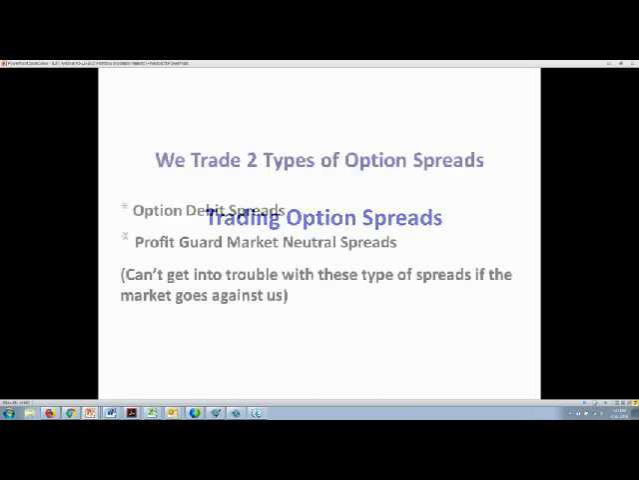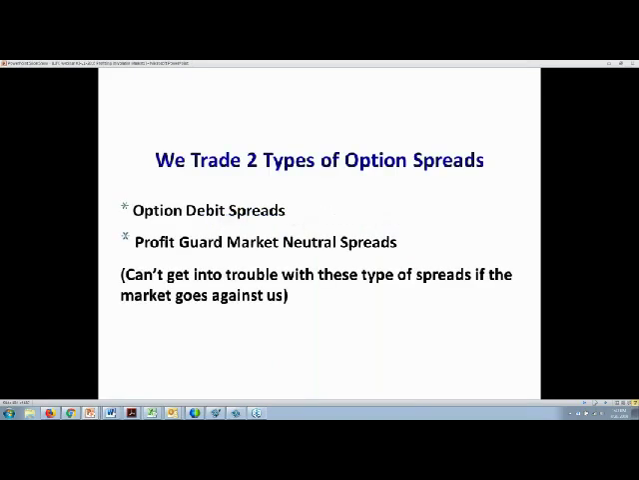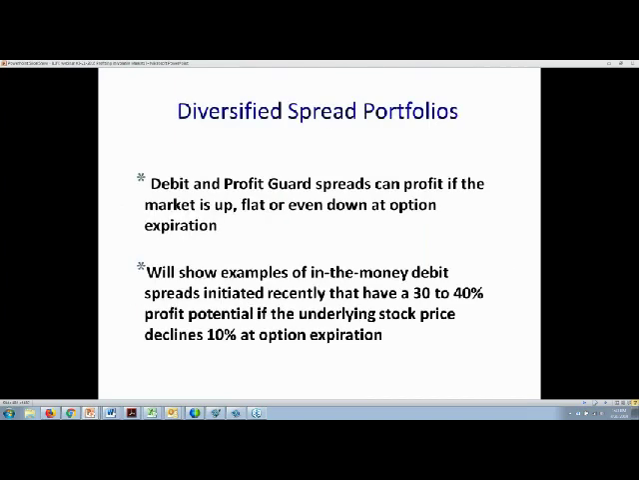So now we're going to talk about trading option spreads, and we have two types of option spread trades. We use option debit spreads, and we use the profit guard market neutral spreads. With these two types of spreads, you can't get into trouble because you're only risking the cost of the spread if the market goes against you. And these spreads can profit if the market is up, flat, or even down at option expiration. And I'll show you some examples of that here shortly.